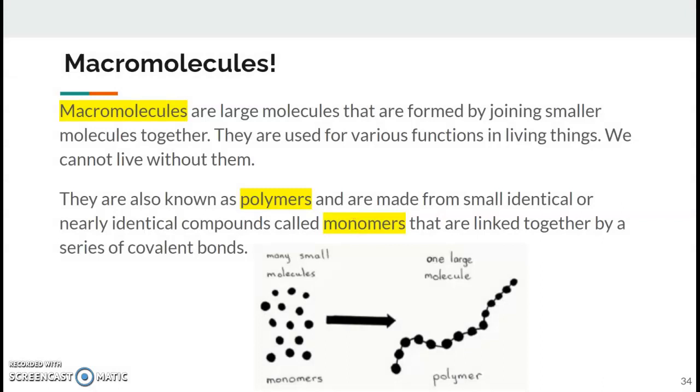A macromolecule is a large molecule that is formed by joining smaller molecules together. They're used for various functions in living things. We cannot live without them, and we need them in large amounts. They're also known as polymers. And a polymer is made up of monomers, and monomers are small, well, not necessarily small, but nearly identical units that are linked together. So monomers are the building blocks of polymers.